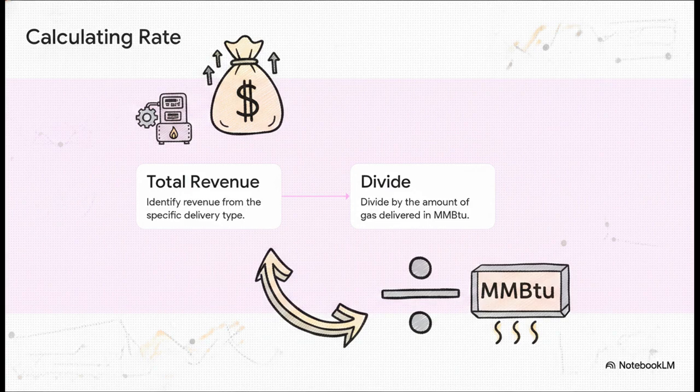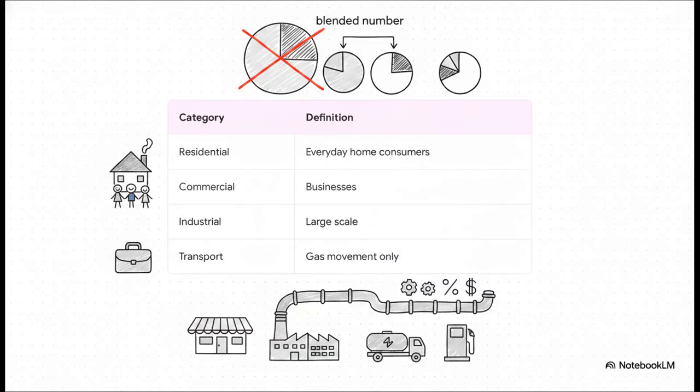But utilities can't just slap one massive blended number on a report and call it a day. That would hide way too much detail. The framework requires them to chop up these MMBtu rates across specific customer categories: residential, commercial, industrial, and transportation only.